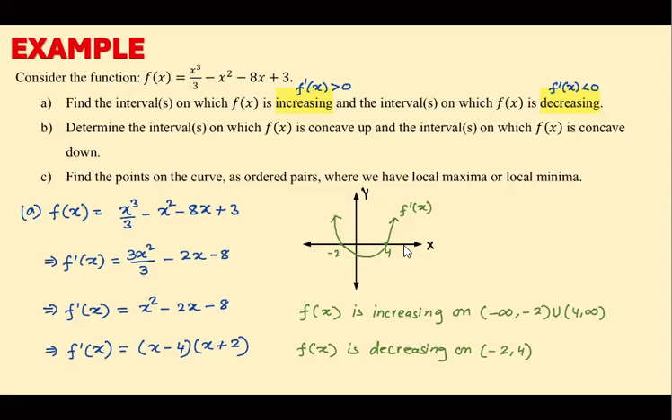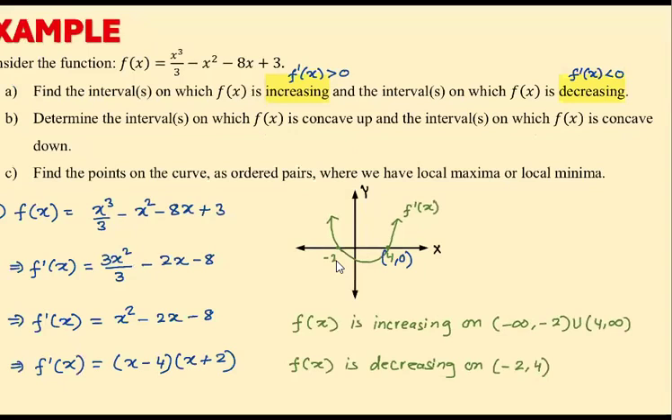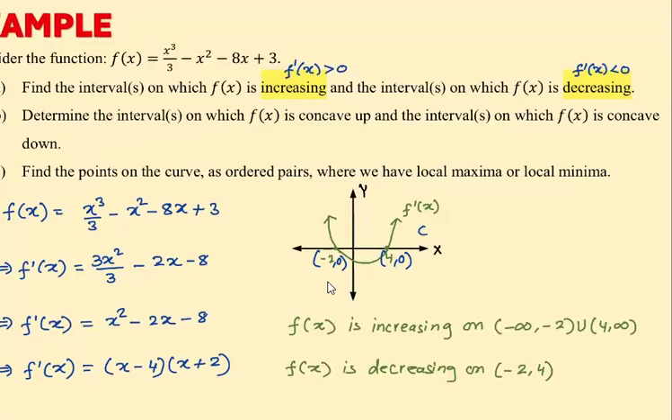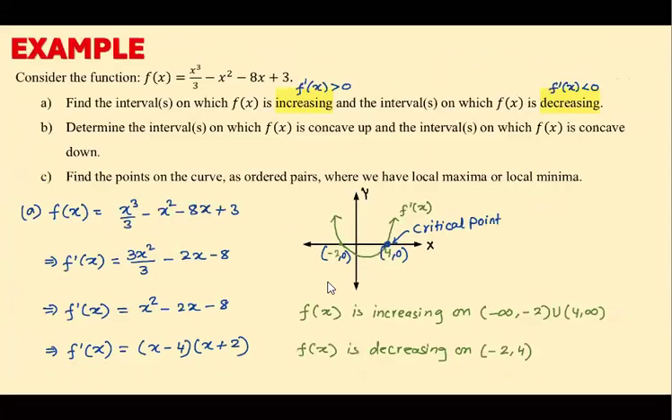And remember, at this point, x is 4, so y will be 0. So I can write that as (4, 0). And this one, (-2, 0). These 2 points are the critical points. This is one critical point there. Let me also write the other one here.